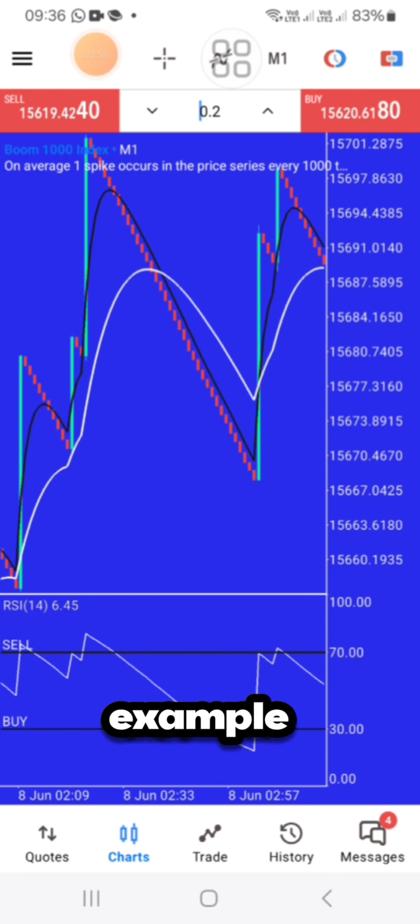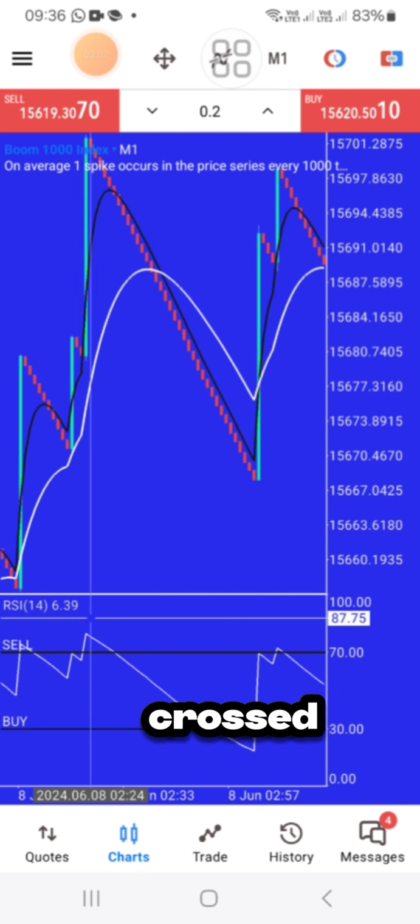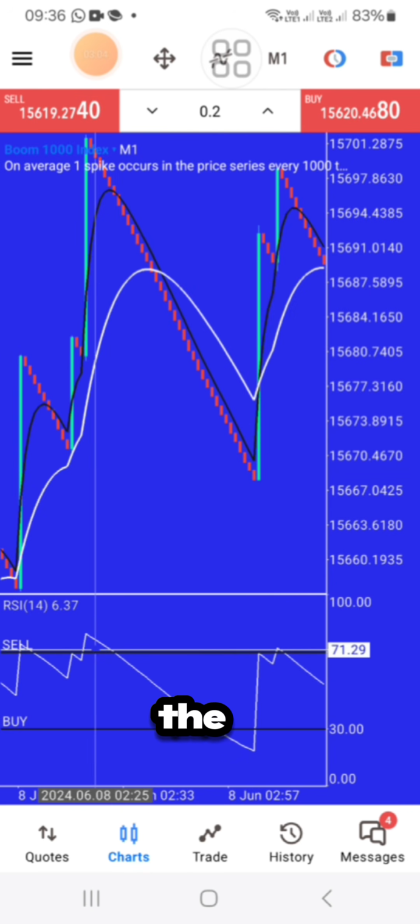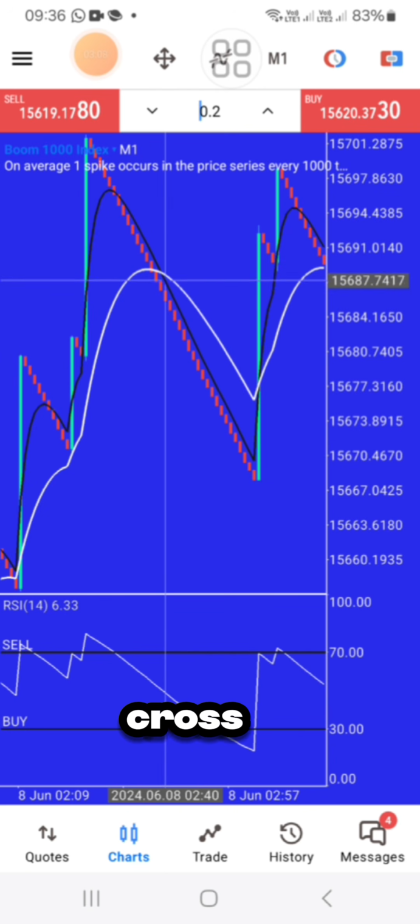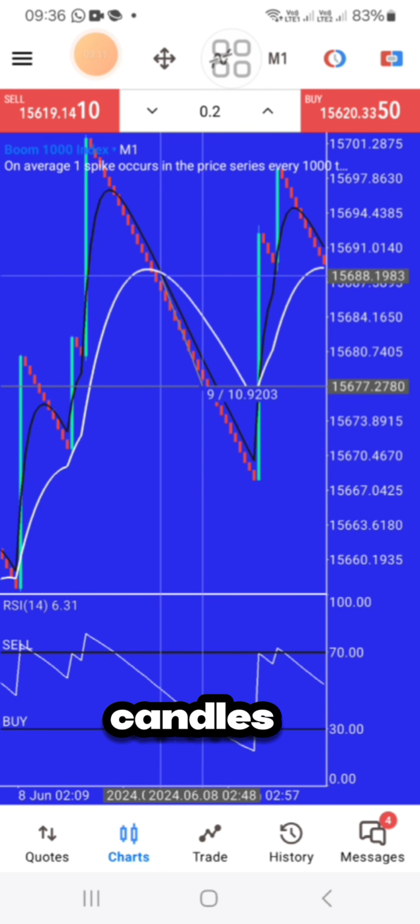So let's look at another example. We can see here all the conditions were met. Price crossed below the 70 level. Then we wait for the black and the white line to cross each other here, and we take 10 candles and we exit.